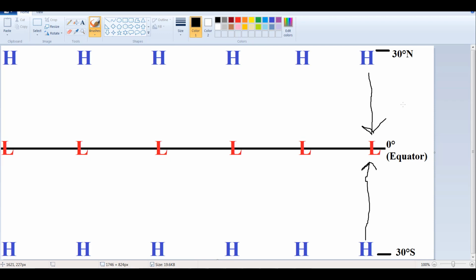Now the Coriolis force turns the wind. It changes the wind's direction. So what actually happens is, as air is accelerating from these high pressure systems towards the low pressure, the Coriolis force is going to turn the wind. And in the northern hemisphere, it turns it to the right of its direction.